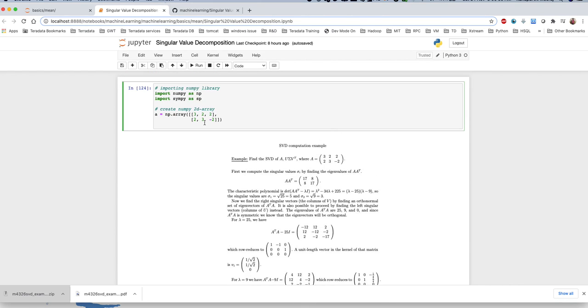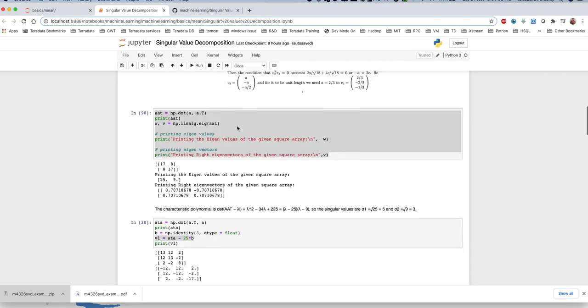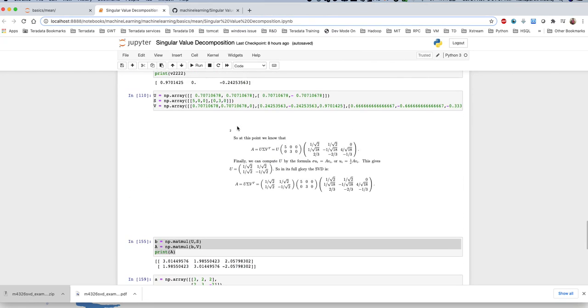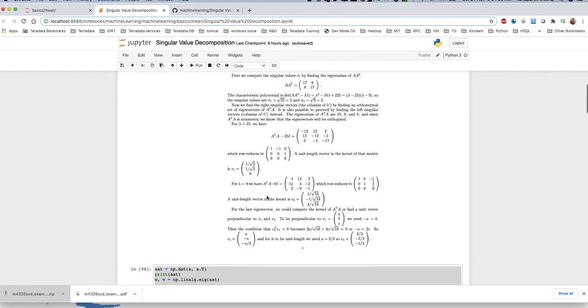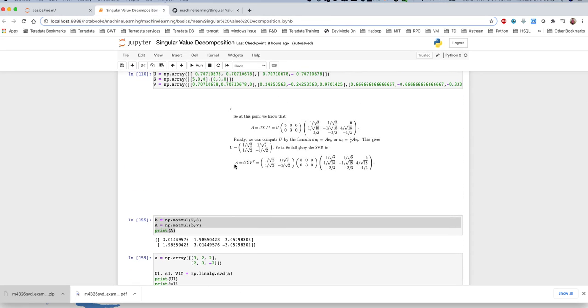So it has 2 rows and 3 columns. We have to decompose it into this particular format. This is called the SVD format. So you want to decompose this particular matrix into this particular form.